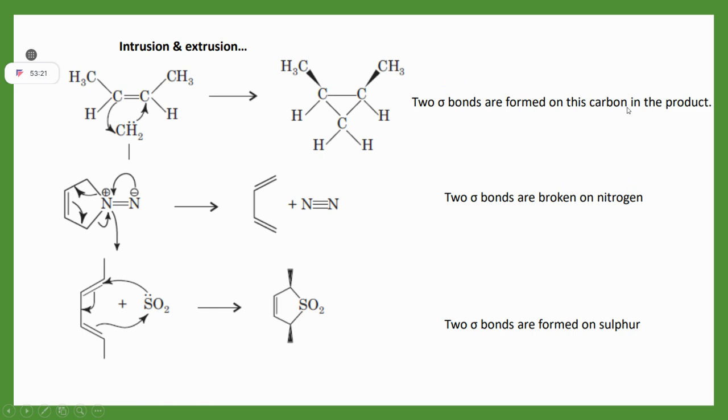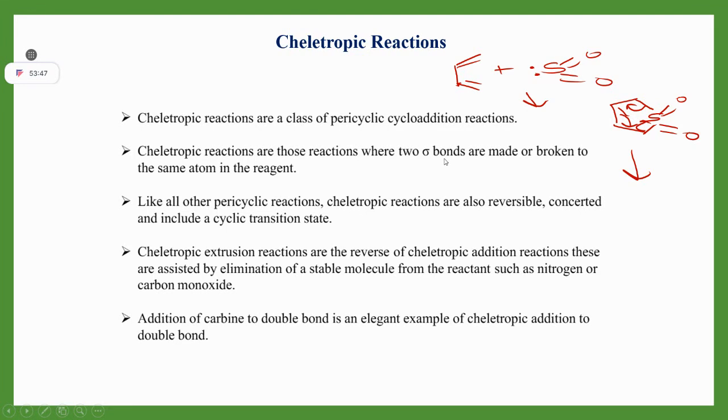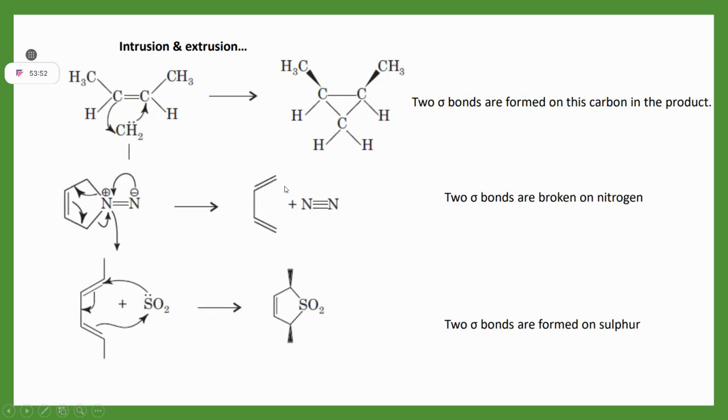Two sigma bonds are formed on this carbon in the product. So if you are going to draw its retro cheletropic, one sigma bond is going to break from this carbon, and one electron is going from here and one electron is coming. So that was mentioned here, where two sigma bonds are made or broken to the same atom, right?